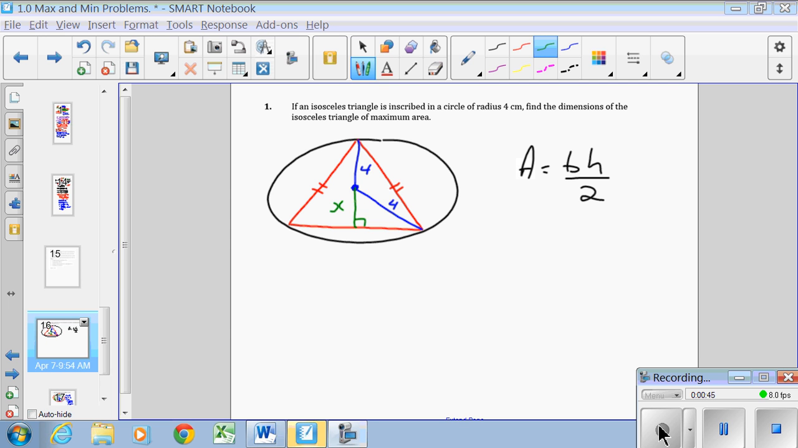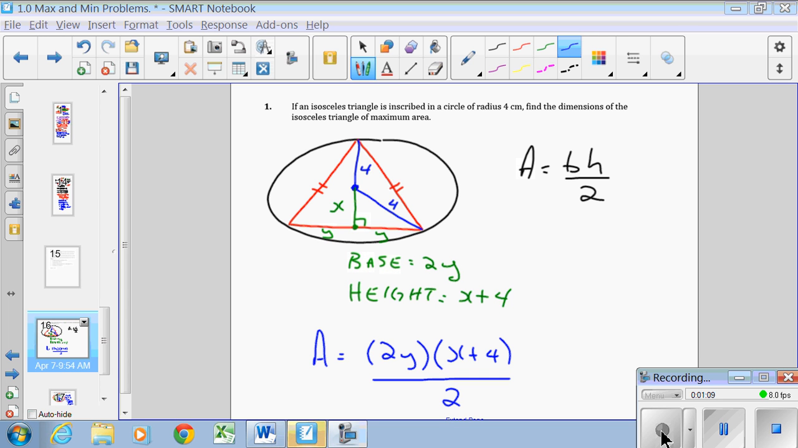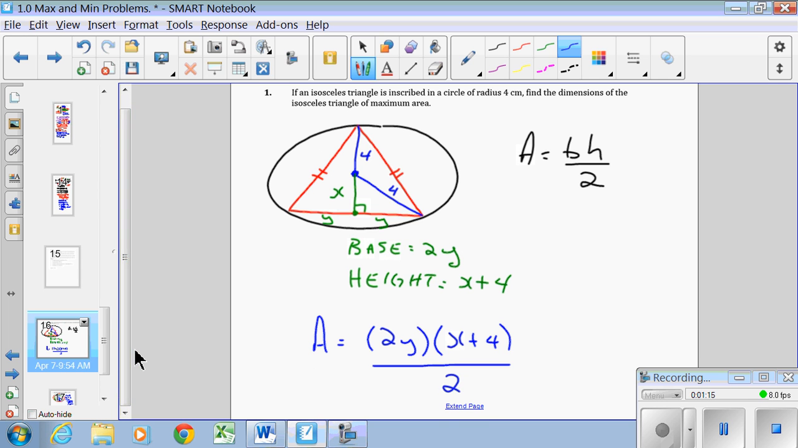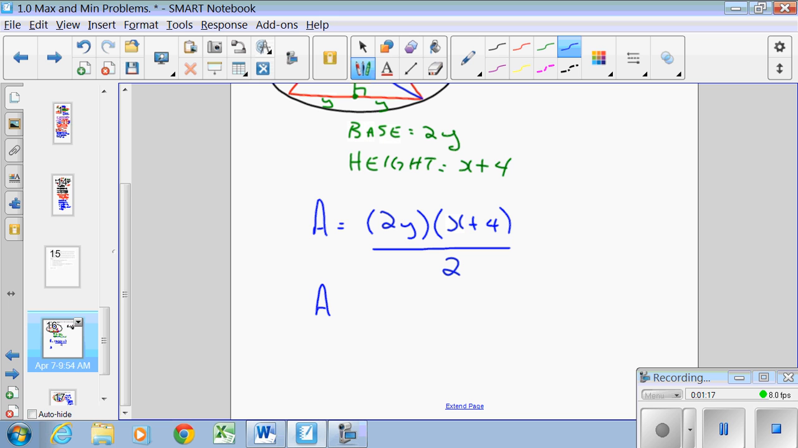And then what we need to have is a way to relate the base and the height together. So let's just call the bottom side of our two triangles y. So the base of our triangle is going to be 2y, and the height of our triangle is going to be x plus 4. And let's put those things into our formula. So our base times height is 2y times x plus 4, all divided by 2. Let's just do some cleaning up here with the algebra. The 2's can cancel out. So our area is going to be the y value times x plus 4.